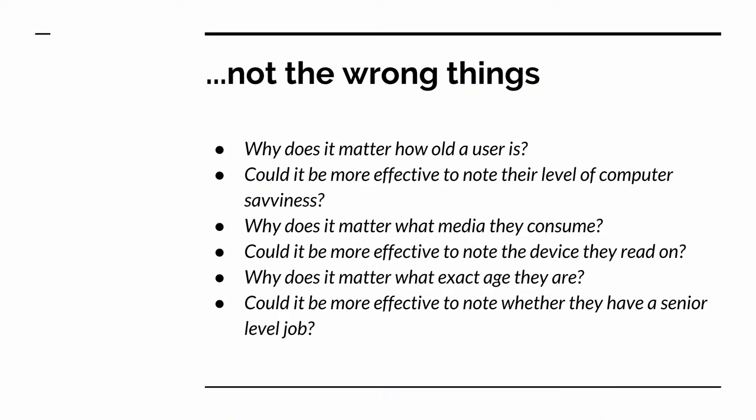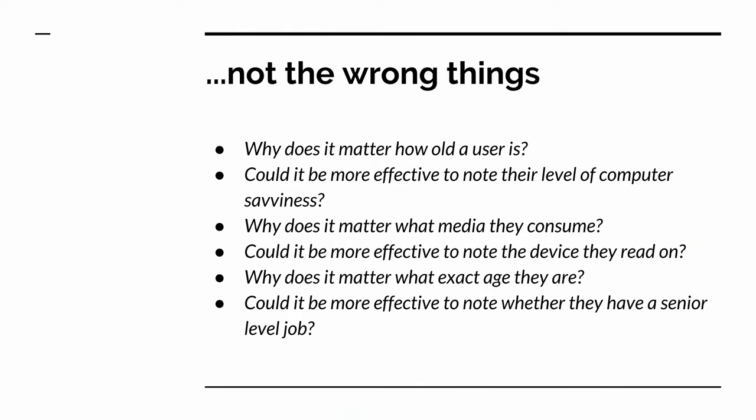But we don't want to be talking about the wrong things. We don't want to be specific about the wrong things. It doesn't really matter how old our users are. Maybe it's more effective to note their level of computer savvy. Does it really matter what media they consume? Maybe it'd be more effective to note the device that they're using. Rather than their age, maybe we want to look at whether they are senior, or whether they have access to the company budget. That kind of thing is more relevant for solving the problems that we chose to solve.